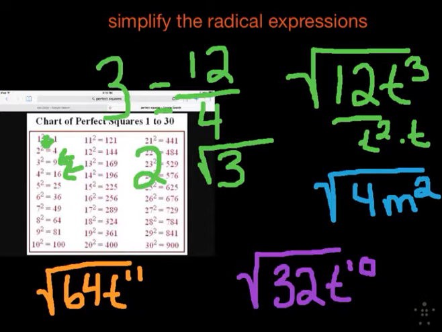The square root of t squared is t, and then you still have that other t left on the inside. So this t squared was already a perfect square, and we brought that to the outside by taking half of it. We left the other half, which was t, on the inside.